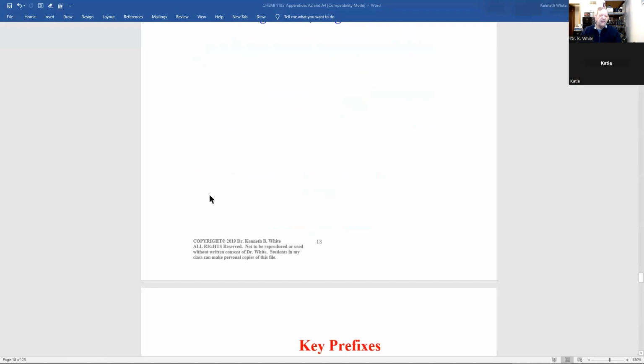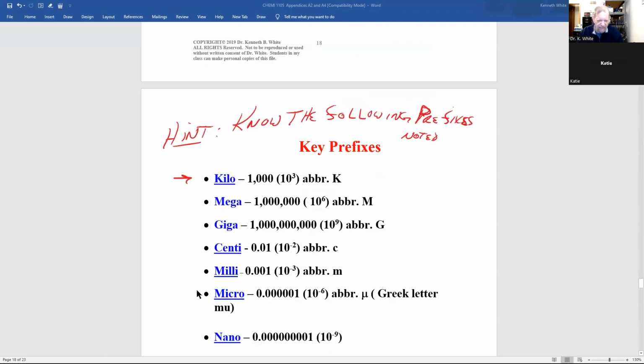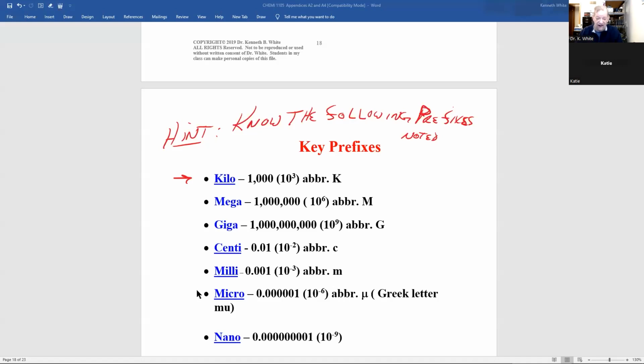So anyways, you should know kilo. Now, if you have a computer, you know how many mega or gigabytes your hard drive is, and now also tera. A mega is 10 to the sixth, a giga is 10 to the ninth. Now, we're not going to use that in this class, but you should know centi is 10 to the minus 2. And for kilo, you should know kilo is 10 to the third.